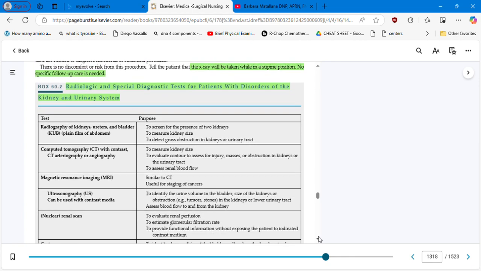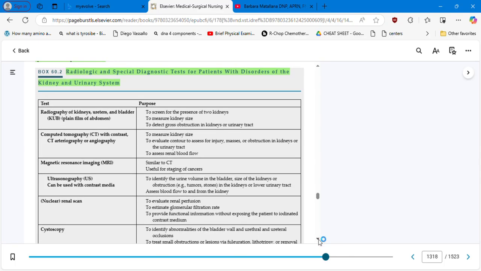So now we have radiologic and special diagnostic tests for patients with disorders of the kidneys and urinary system. The X-rays are going to be used to assess for the presence of two kidneys and to measure the size. The CT scan is going to measure the kidney size, to evaluate the contour, to assess for injury, masses, or obstruction in kidneys or urinary tract, and to assess for renal blood flow, which is very important. The renal blood flow is extremely important.